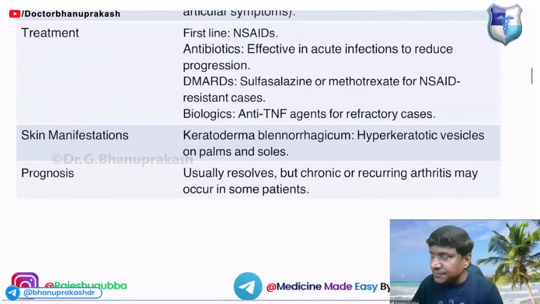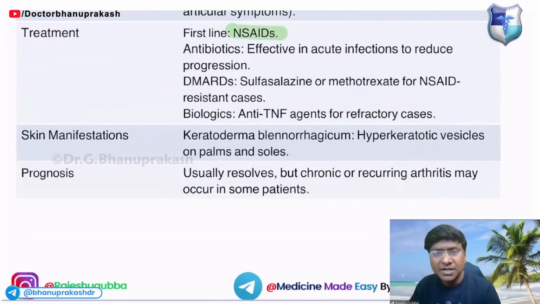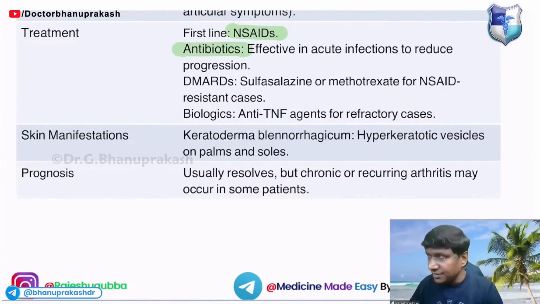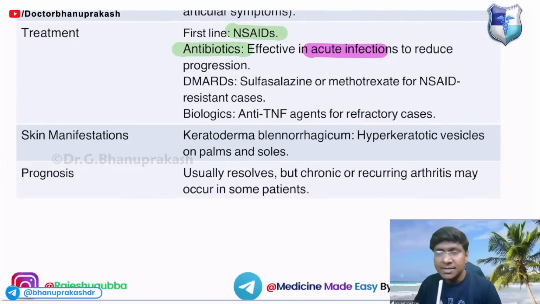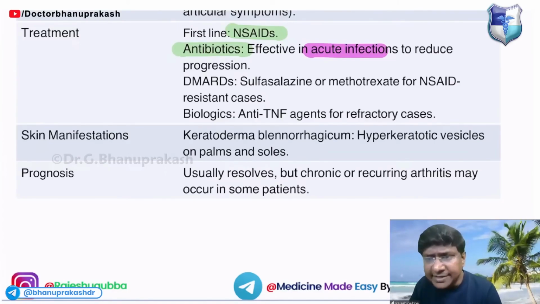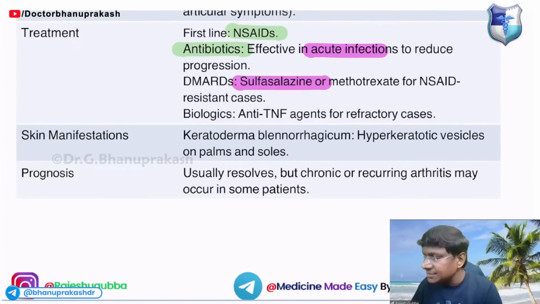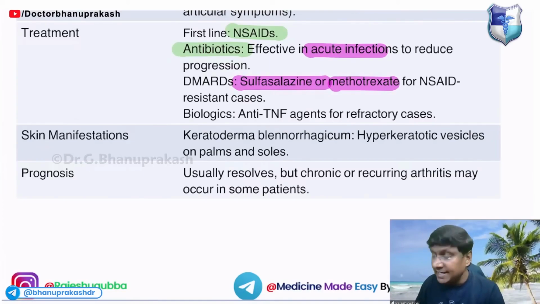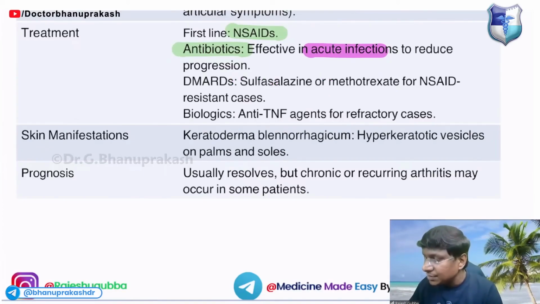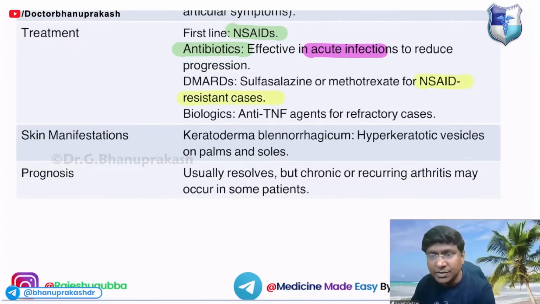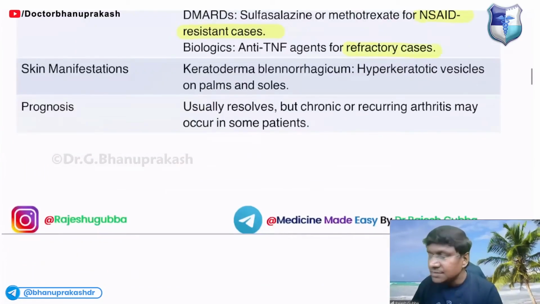And what is the treatment that you will give for arthritis? NSAIDs have to be given. And it is secondary to infection, right? So you need to give antibiotics. But antibiotics are effective only in acute infections. Then next, the DMARDs, that is sulfasalazine or methotrexate for NSAID-resistant cases. That means if the patient is not responding to NSAIDs, then you need to give DMARDs like methotrexate or sulfasalazine. And in refractory cases, you need to give rituximab or anti-TNF agents.